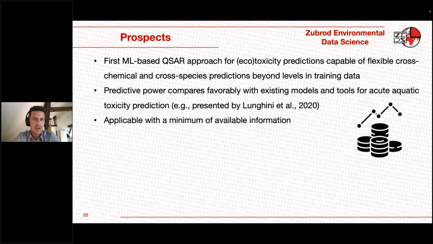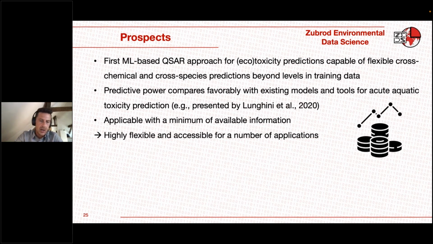So finally, you only need the name of your chemical, or even better, the computer-readable representation of that, and the name of the species you're interested in, and you can go to databases or use tools that are freely available to estimate all the features, all the independent variables that are needed as input for our models. So they are highly flexible and accessible for a number of applications.